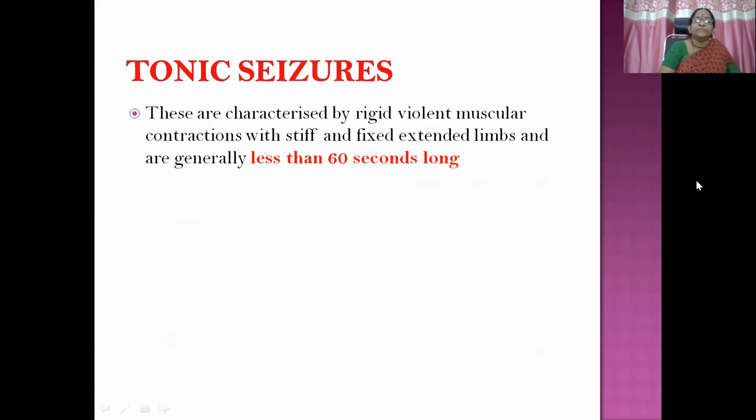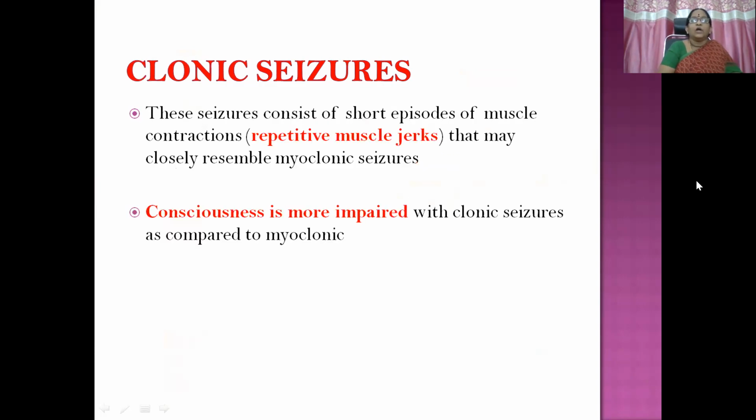Then tonic seizures. These are characterized by rigid, violent muscular contractions with stiff and fixed extended legs. Then only tonic movements will be there. That is tonic seizures, less than 60 seconds long. Clonic seizures consist of shorter episodes of muscle contractions, repetitive muscle jerks that may closely resemble myoclonic jerks. There is a difference between these two.